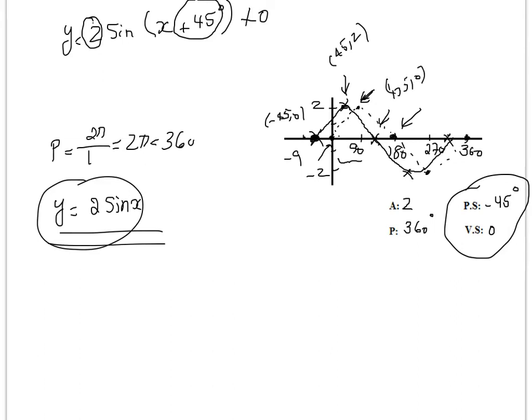Now let's look at this point. What was the coordinate here? 270 and -2. So if I move 45 to the left, I get 225 and -2. And the last point was this guy, which was 360 and 0, right? Now if I move 45 to the left, I get 315 and 0.